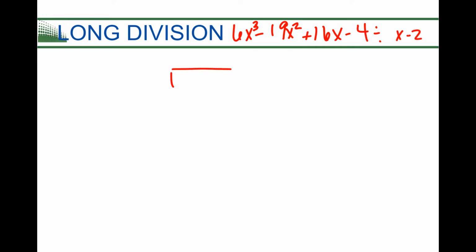So what you do is I'm going to set my long division here, and when you write this in here, your x minus 2 goes out front. Now when you write this in here, you need to write it in descending order of exponents, and then if you are missing any terms, put in a 0 as a placeholder. And so 6x cubed minus 19x squared plus 16x minus 4.